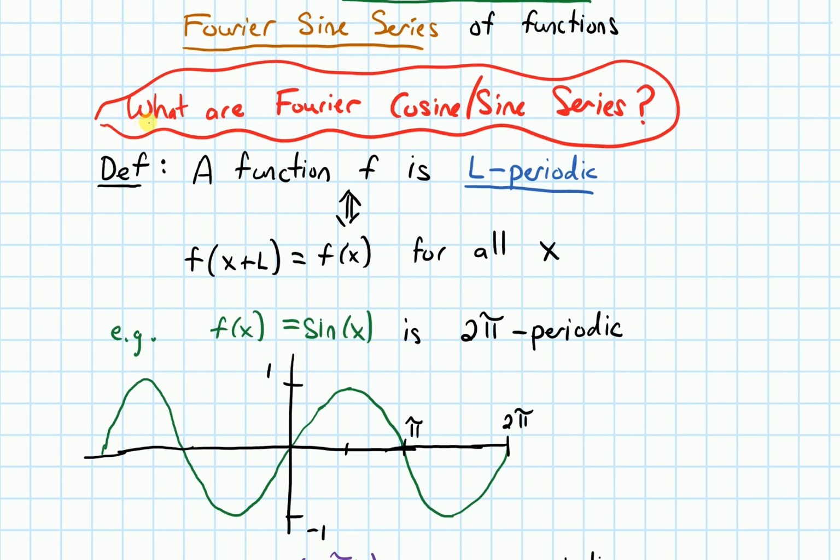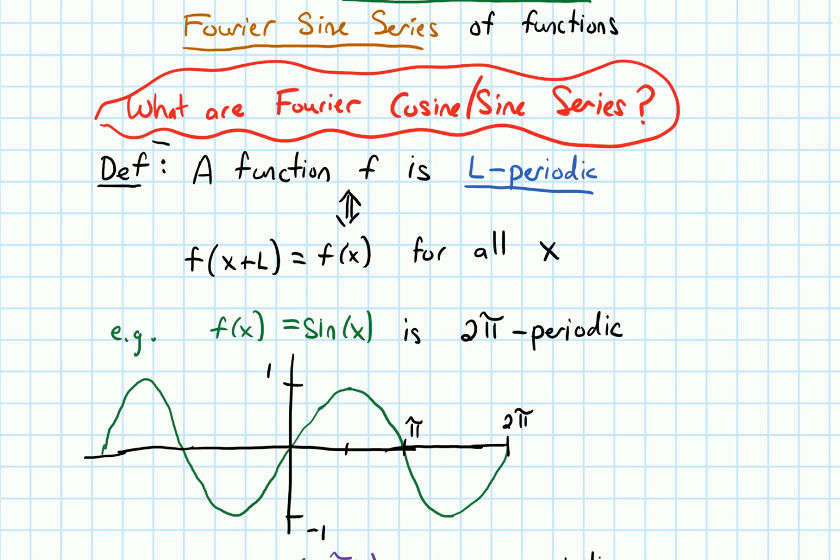In this video, we're going to talk about what Fourier cosine series and Fourier sine series are. So I want to begin with some background and talk about periodic functions, and then we'll use that to motivate what these things are, cosine and sine Fourier series. So we say that a function f is L periodic if and only if f of x plus L equals f of x for all x.